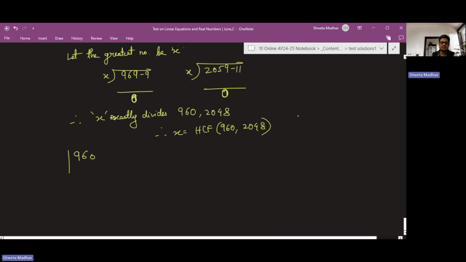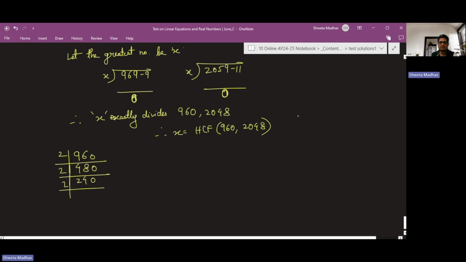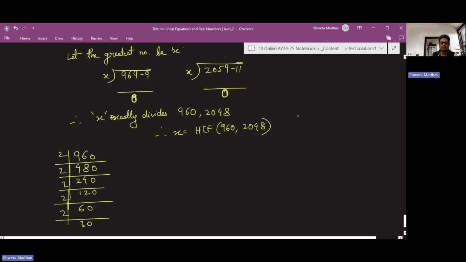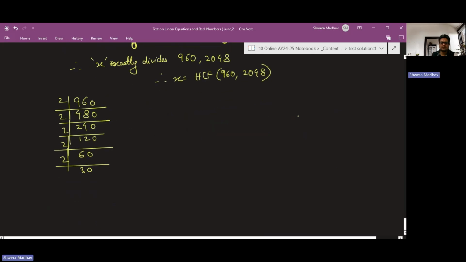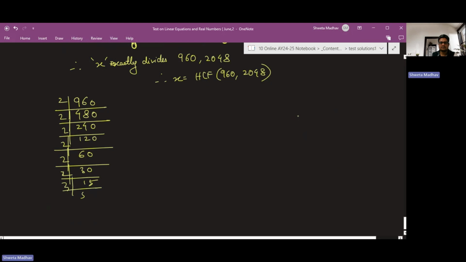So it means we have to do the prime factorization of 960 and 2048. If we do the prime factorization of 960, then we get 2 480s are 960, 2 240s are 480, 2 120s are 240, 2 60s are 120, then 2 30s are 60, 2 15s are 30, then 3 5s are 15.